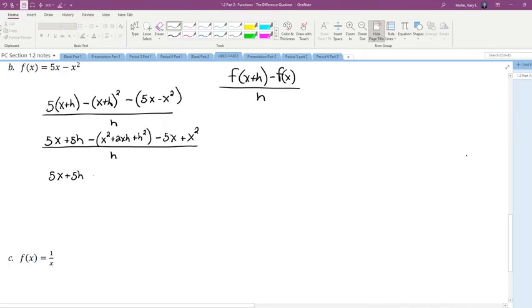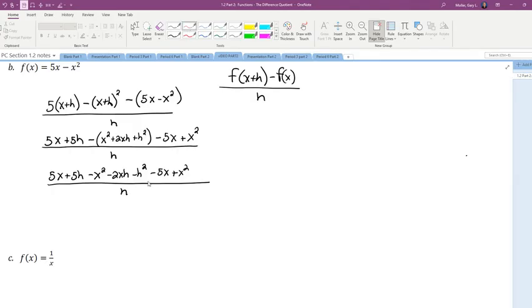5x plus 5h minus x squared minus 2xh minus h squared minus 5x plus x squared, all over h. All right, lots of stuff should cancel. Negative 5x and a positive 5x. Negative x squared and positive x squared. And I guess that's it. Leaving me with 5h minus 2xh minus h squared all over h.